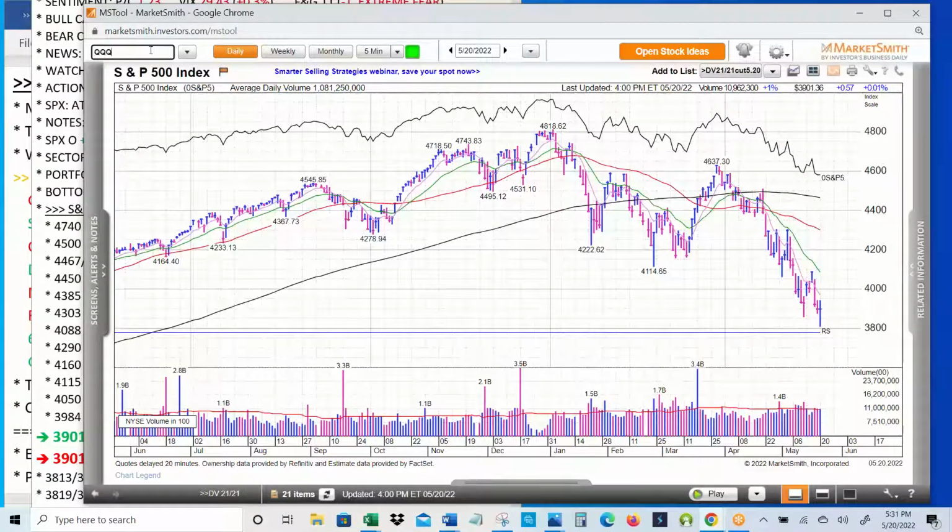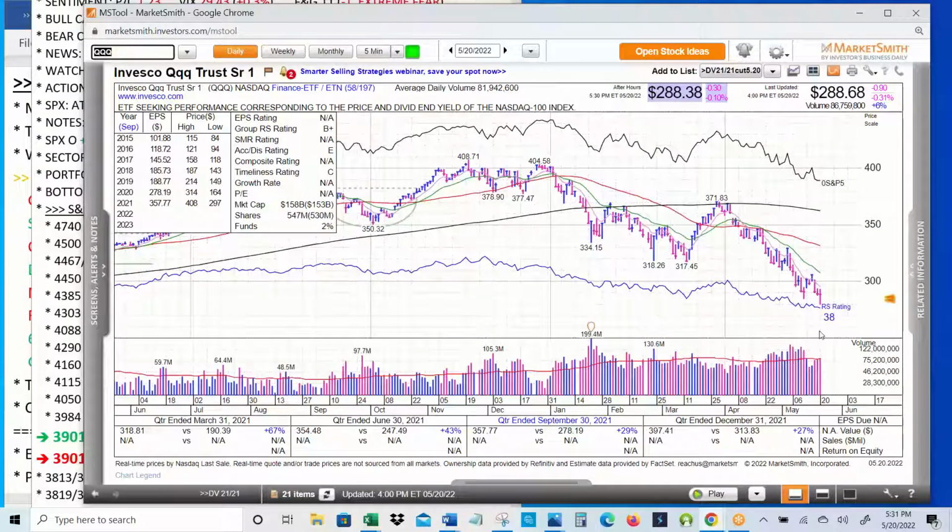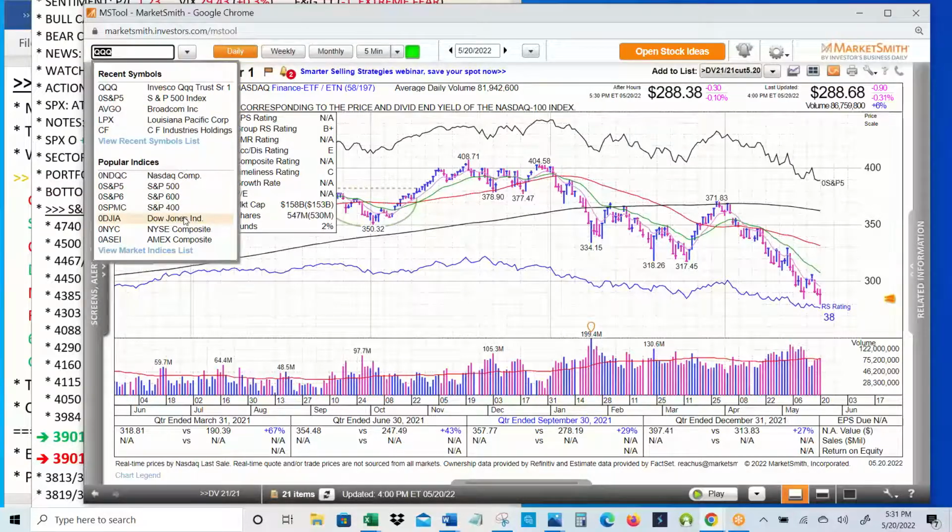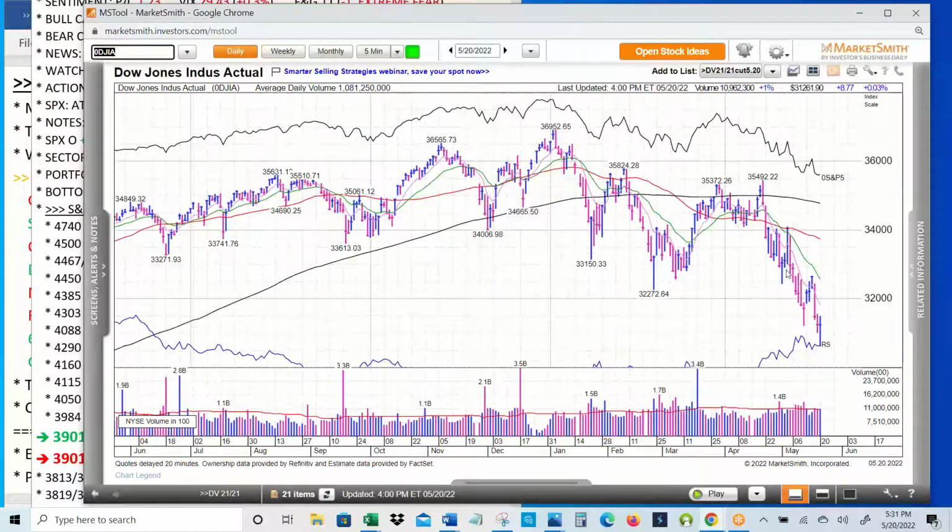Let's go to the NASDAQ 100, the QQQ, very similar pattern, undercut, didn't quite finish positive. This pattern looks virtually identical to what's going on with the S&P 500. Dow Jones Industrial Average. Again, undercut, and actually undercut yesterday, undercut again today, and same setup as the other two big cap indexes.